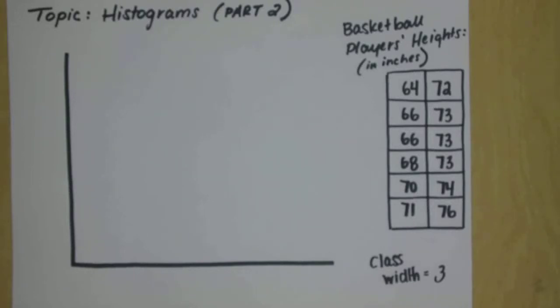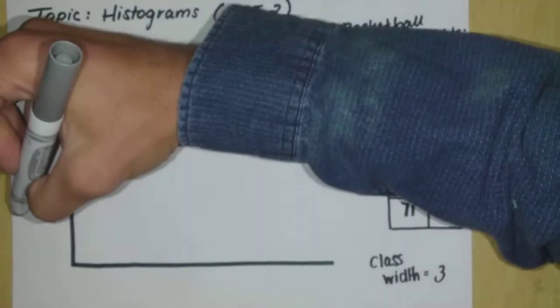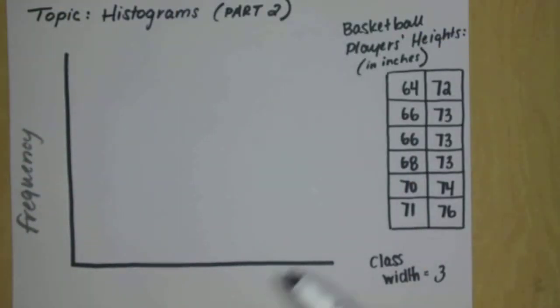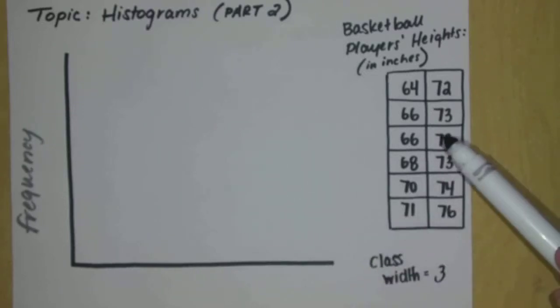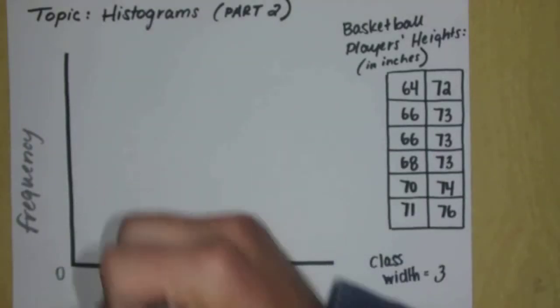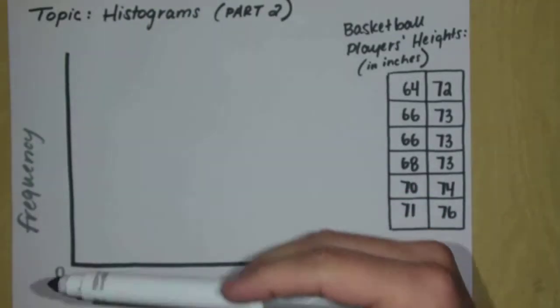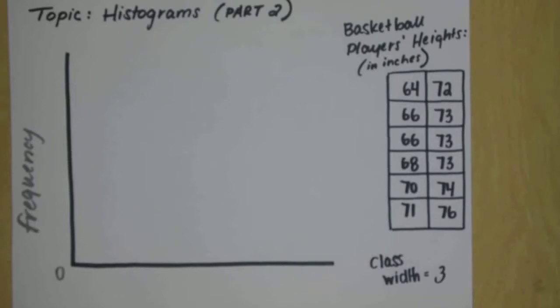A couple of things, if you remember, that you can get started on right away when you're making your own histogram: up the left side was always the word frequency, because that represented how often something occurred. Here it looks like we're looking at basketball players' heights, so when we make our classes, it will be how many basketball players have a height within that class range. A general rule of thumb is you always start your frequency at 0.